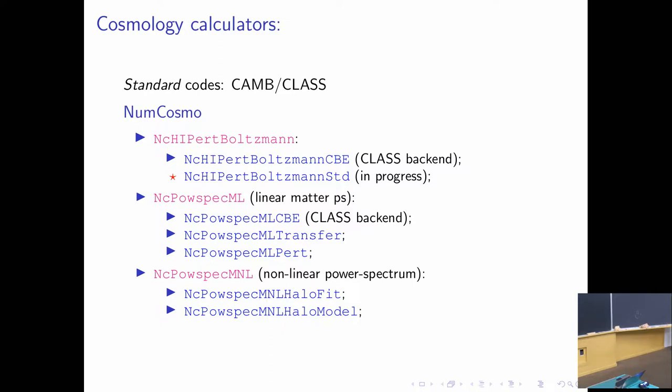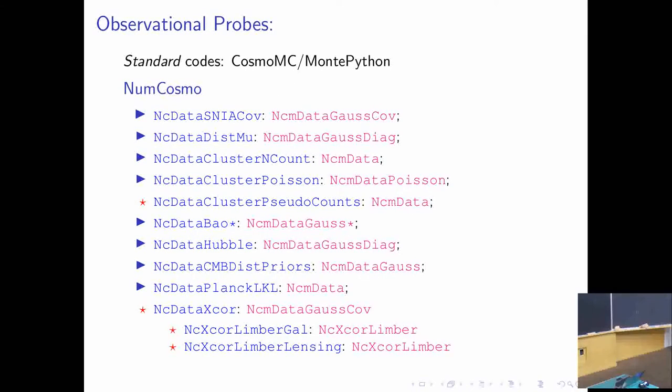For Boltzmann codes, we have the CLASS backend. We have our own that is being developed right now. We have all these products that come from the Boltzmann. And here is the part related to CosmoMC and Monte Python, the codes related to the statistical part, or the likelihood.